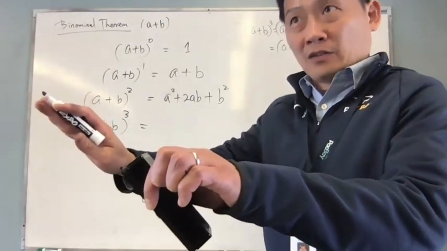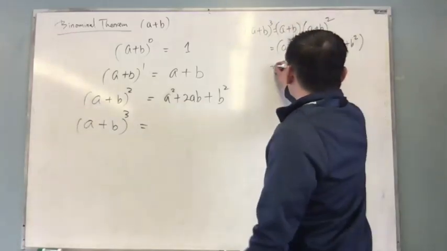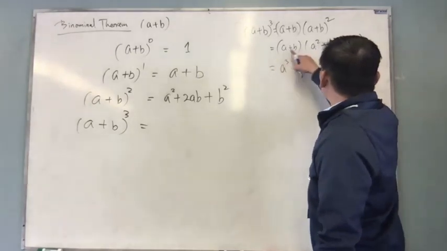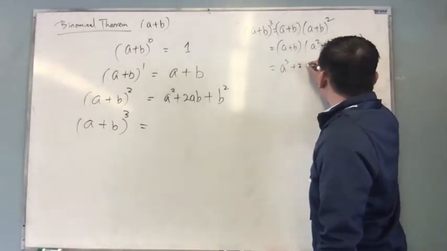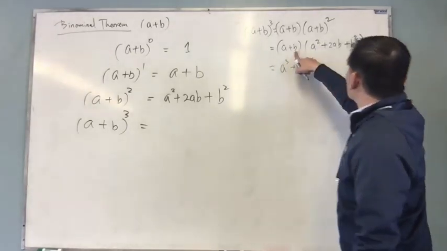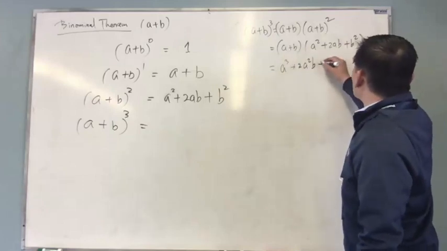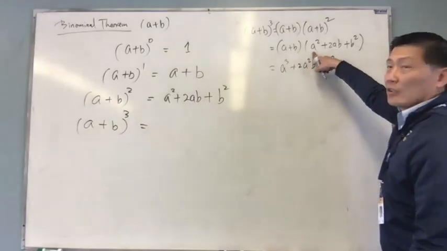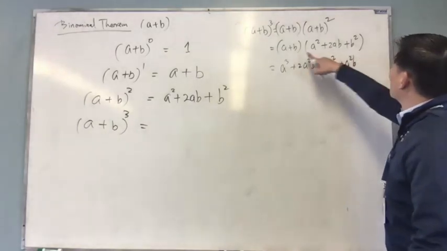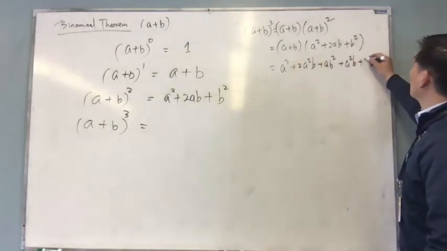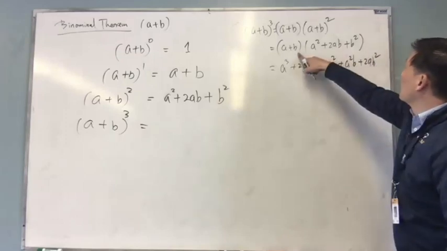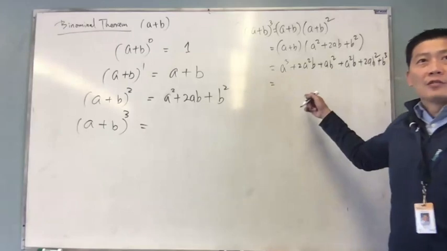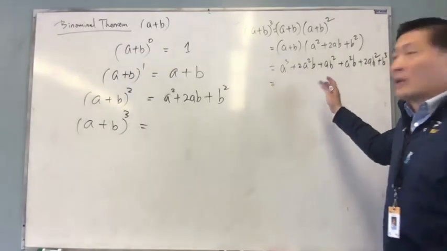All right, I'm going to go fast now, okay? So I'm going to multiply it out. A times a squared is a cubed. A times 2ab is 2a squared b. A times b squared is ab squared. Plus b times a squared is a squared b. B times 2ab is 2ab squared. And lastly, plus b to the third power. So far, so good? I'm going to combine like terms.